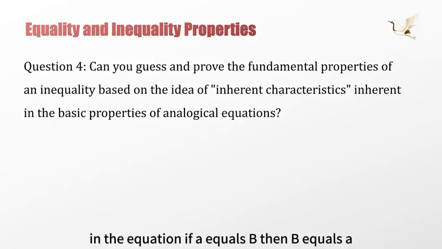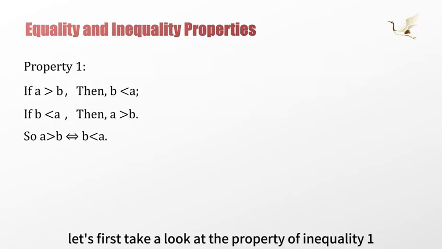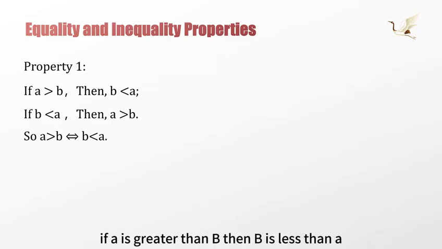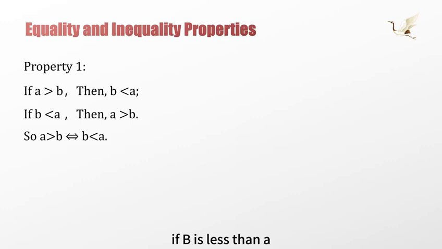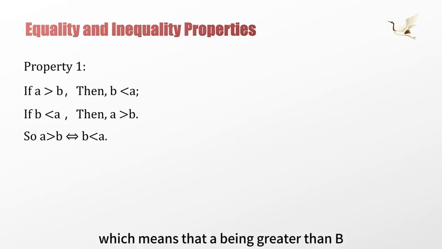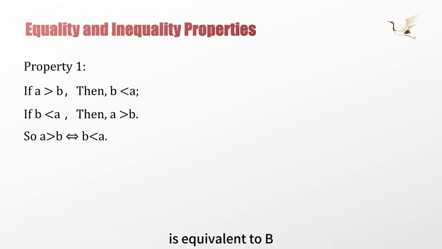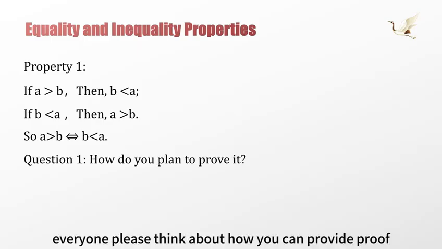In the equation, if A equals B, then B equals A. Is there a similar conclusion in the inequality? Let's first take a look at property 1 of inequality. If A is greater than B, then B is less than A. If B is less than A, then A is greater than B, which means that A being greater than B is equivalent to B being less than A. Everyone, please think about how you can provide proof.